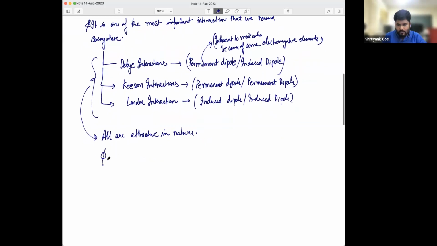So the complete van der Waals interaction is the sum of Debye interaction plus Keesom interaction and the London interaction.